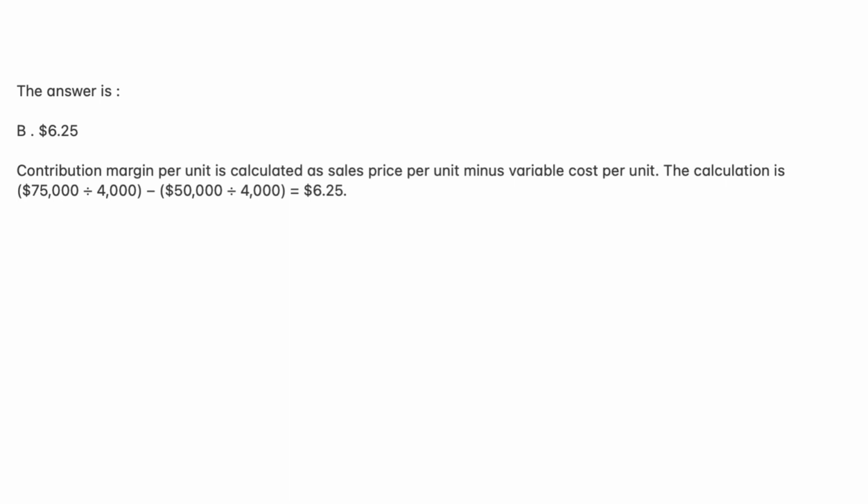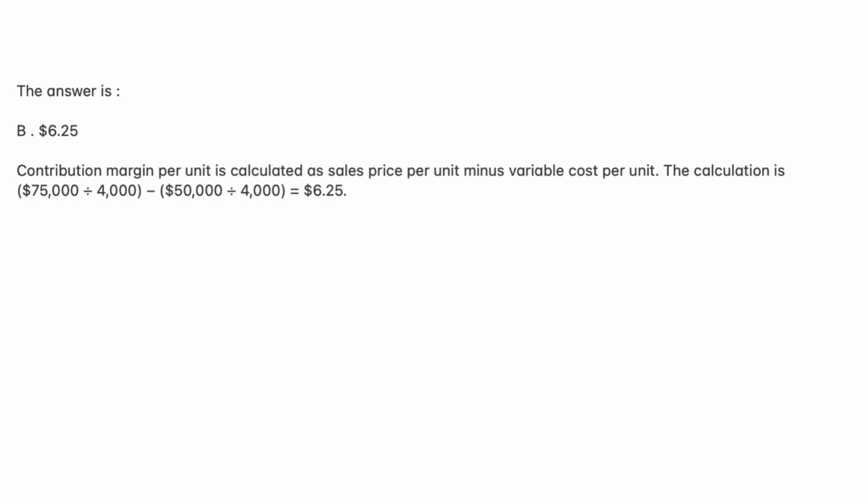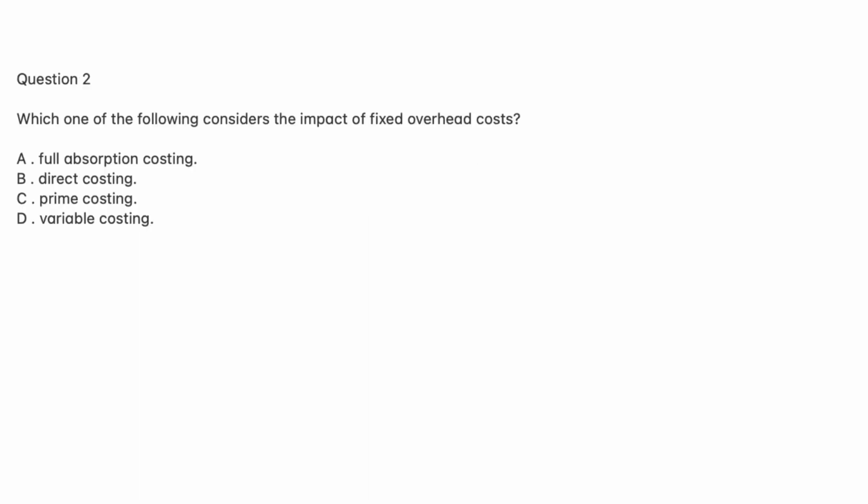$6.25. Contribution margin per unit is calculated as sales price per unit minus variable cost per unit. The calculation is $75,000 divided by 4,000, minus $50,000 divided by 4,000, equals $6.25.